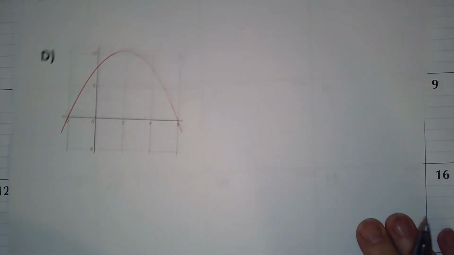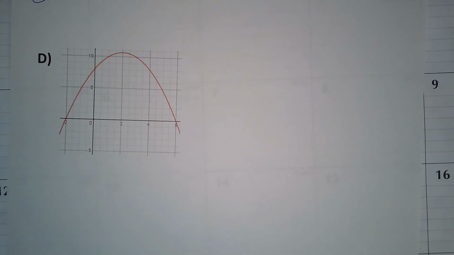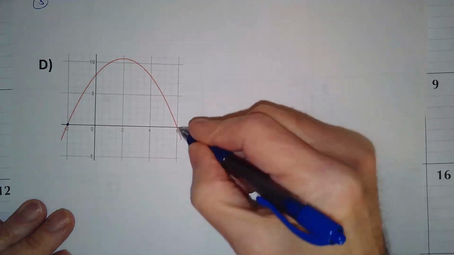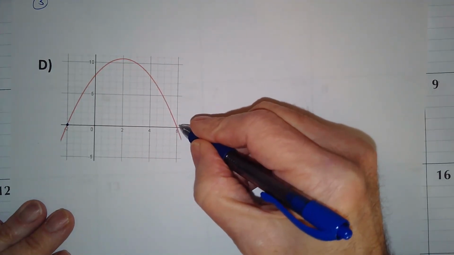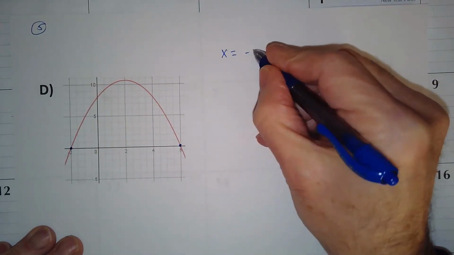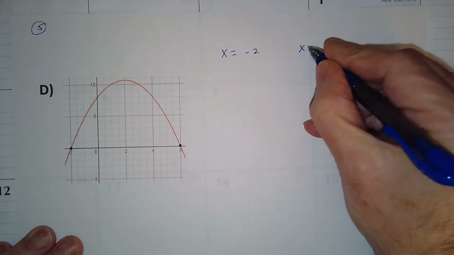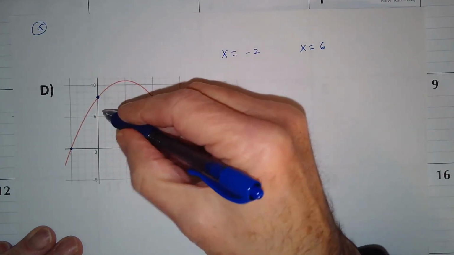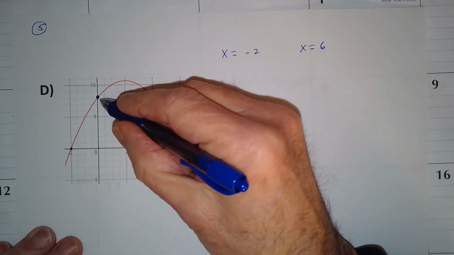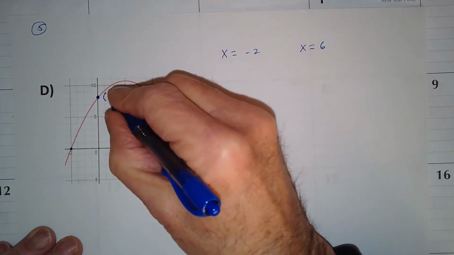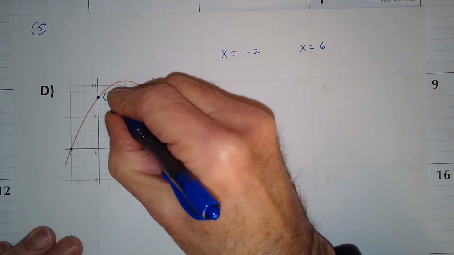So let's see. I think this is our last one. And so let's see. We've got an x at -2. We've got an x at, looks like 6. So x equals -2 and x equals 6. And we also have a point over here on the y-axis, which is going to be our specific point. Let's see, 5, 6, 7, 8, 9. It looks like at 8. Yeah. So this is, x is 0, y is 8. Right?